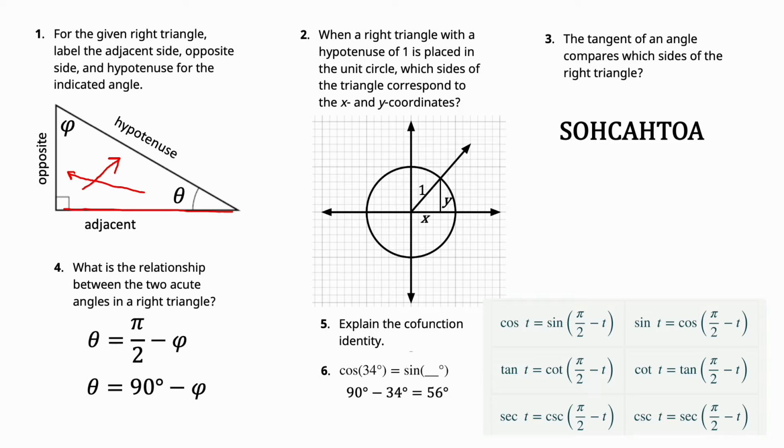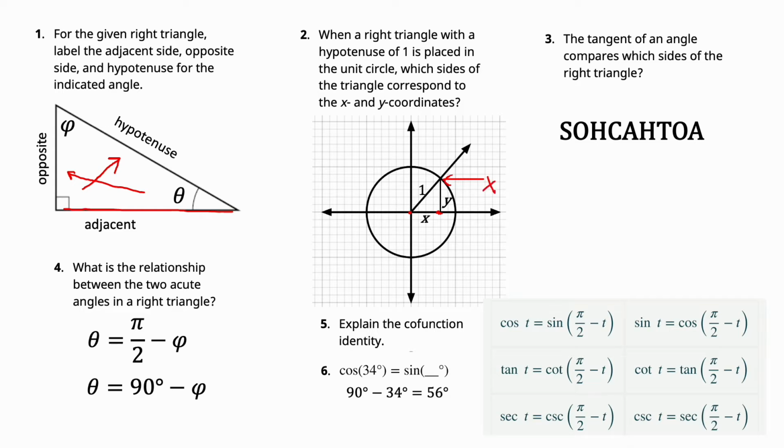So number 2: when a right triangle with a hypotenuse of 1 is placed in a unit circle, which side of the right triangle corresponds to the x and y coordinates? So I know we've kind of already talked about this, but the x, which is from 0 to whatever this value is, that's the x value. So the cosine is the x, right?